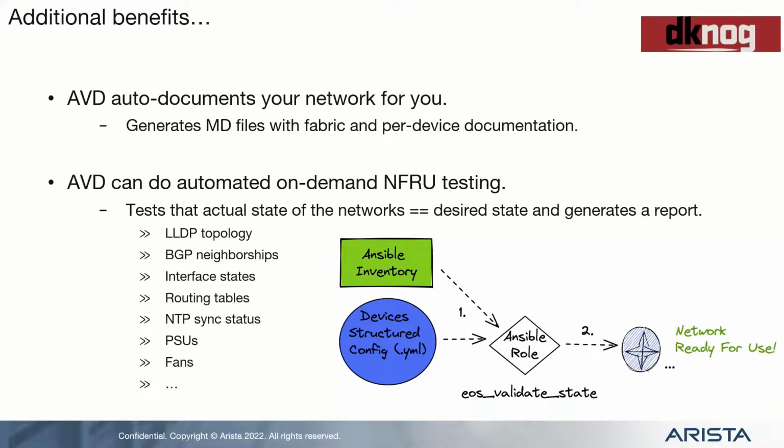And this is where we use this structured config that I mentioned before. We can use the structured config together with the inventory to go out to each device and make sure that all the BGP neighborships that are supposed to be established are established. We can check things like the LLDP topology to make sure that there are no miscablings that might be difficult to catch otherwise. I already mentioned BGP neighborships, but we can check interface states, routing tables, that all the little loopback addresses that we want are in each routing table on each node.